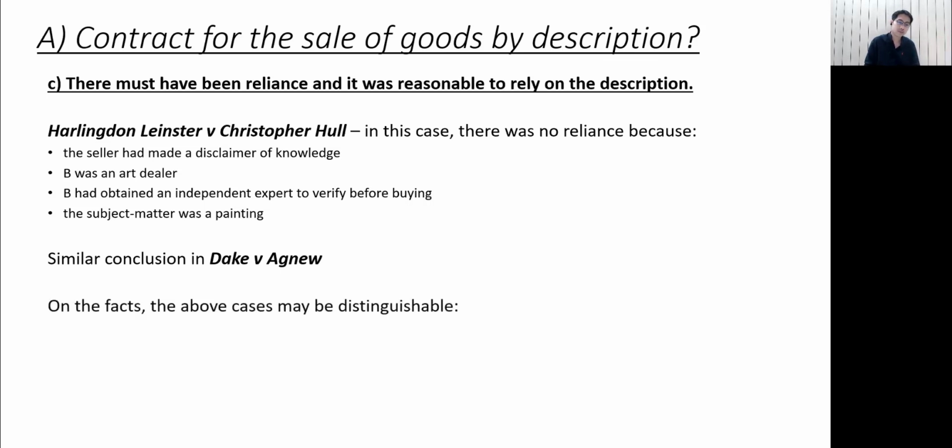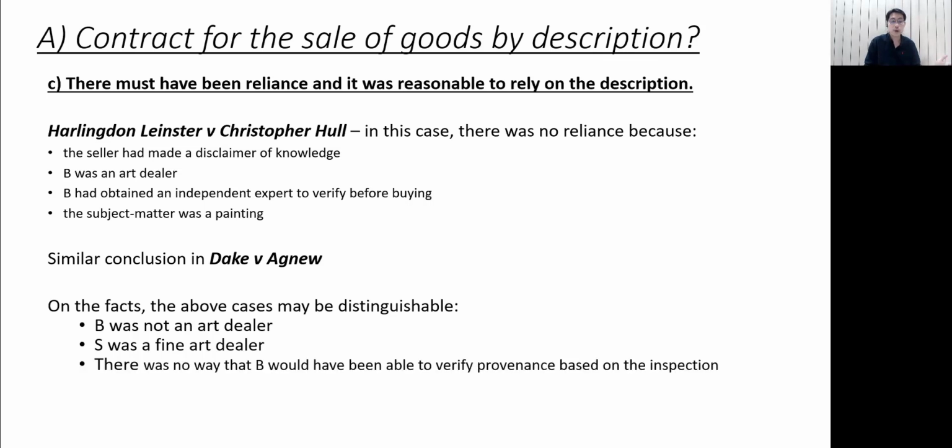our present question. And so we argue these three things which I mentioned earlier on, about a buyer not being a dealer. Seller, on the other hand, is a dealer. And there's no way, anyway, that a buyer would be able to verify the provenance, the authenticity, based on his inspection. He did not send it for any further inspection, right? And he bought it immediately.